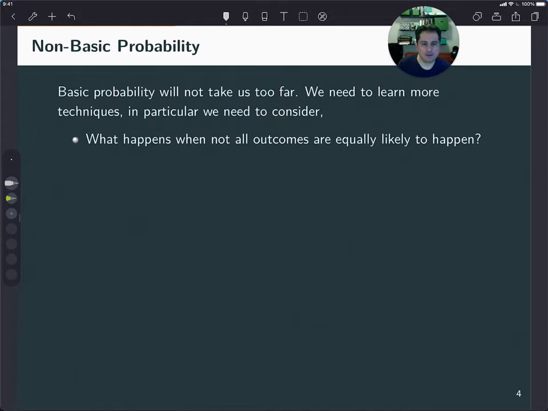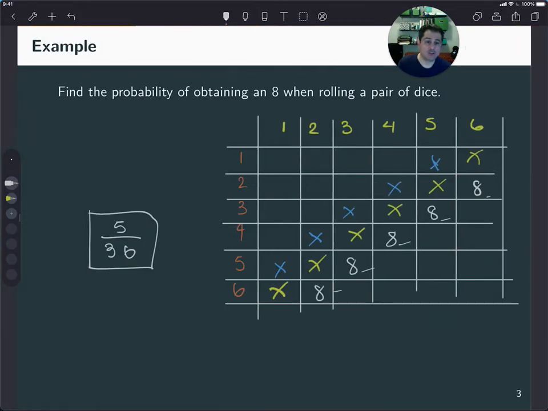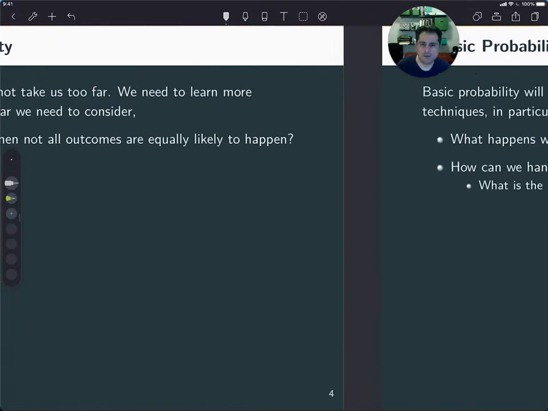What happens if not all outcomes are equally likely to happen? For example, in my example before, if I asked you, what's the probability that you get an 8, versus what is the probability that you get a 7? It's not the same, right? The 7 would have been 6 over 36. So you have to count differently, so it's not a little bit simple.